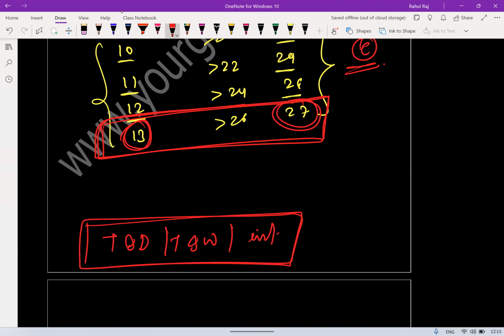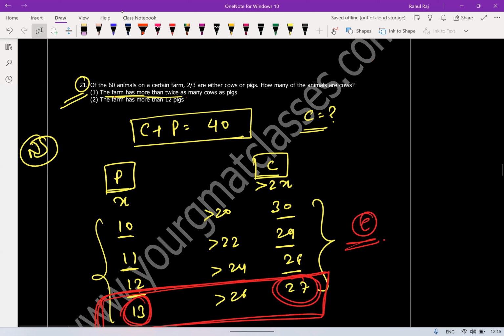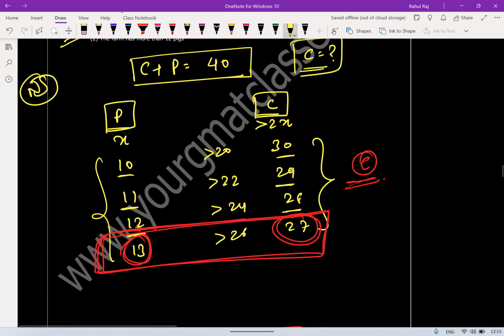Rahul, the answer is E or C? See, C, C. Okay. I thought you were asked to find the number of cows. Yeah, yeah. So we have got the cows, 27.